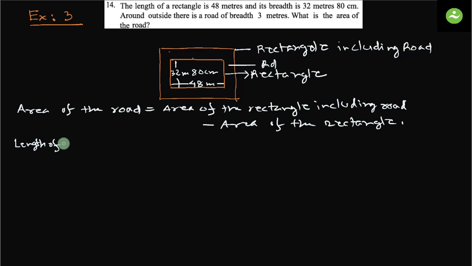Length of rectangle equals 48 meters. We don't need to do anything because it is in meters. But breadth equals 32 meters 80 centimeters. Here we have to do something because there are two units. One is meter, another one is centimeter.